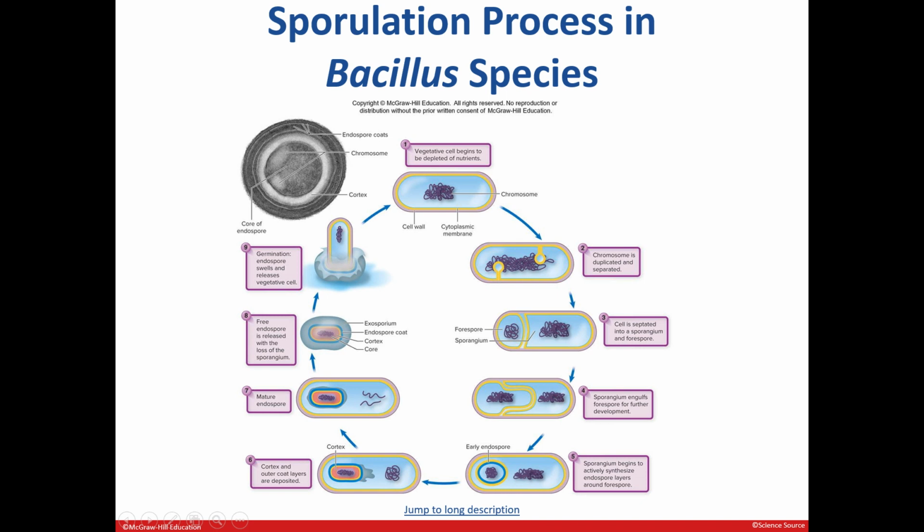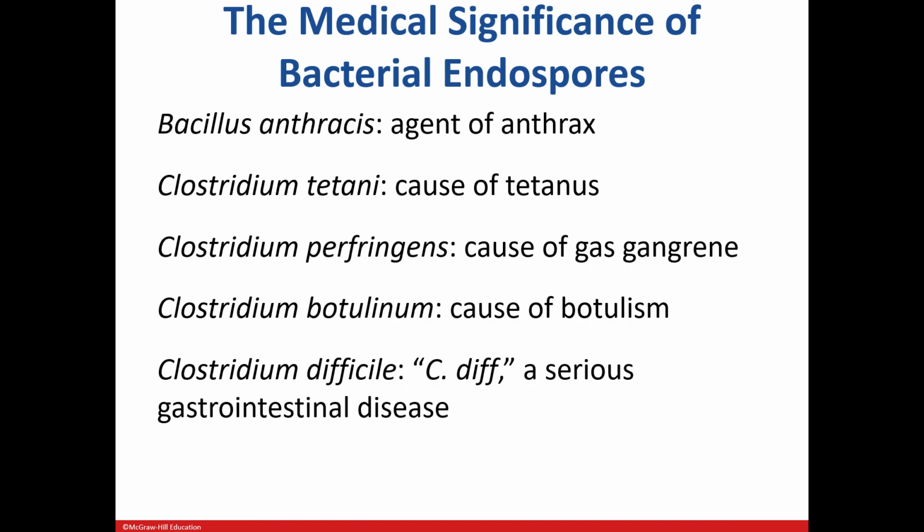Essentially, what happens is that the original cell realizes it's doomed without nutrients, so it goes into hibernation mode to produce and release a new cell when the conditions are favorable. Some important endospore formers are Bacillus anthracis, Clostridium perfringens, which causes gas gangrene, and Clostridium botulinum, which causes botulism.